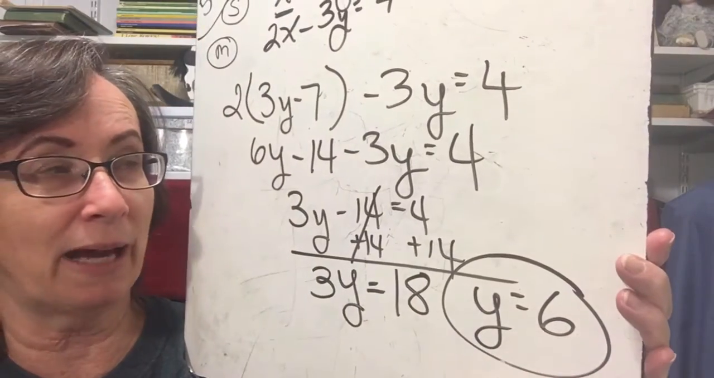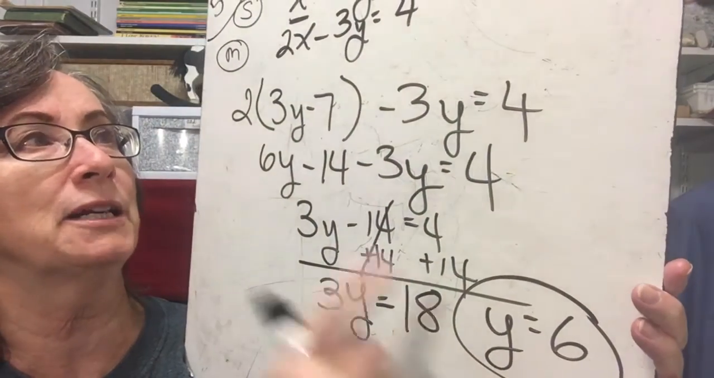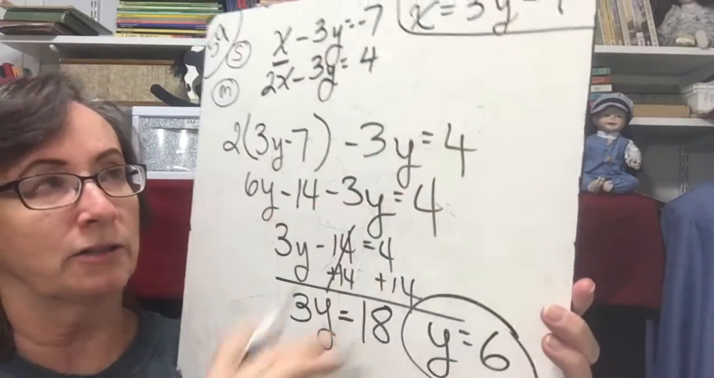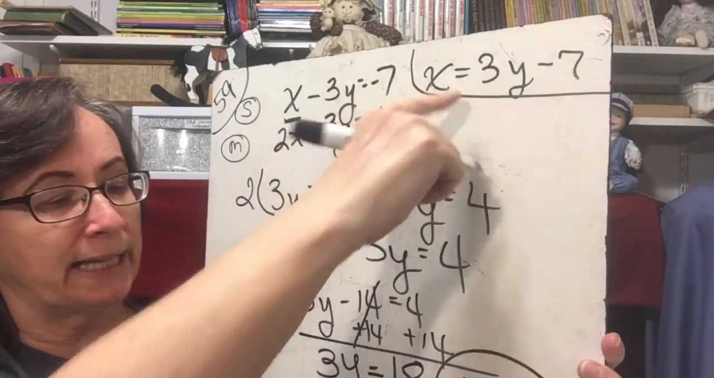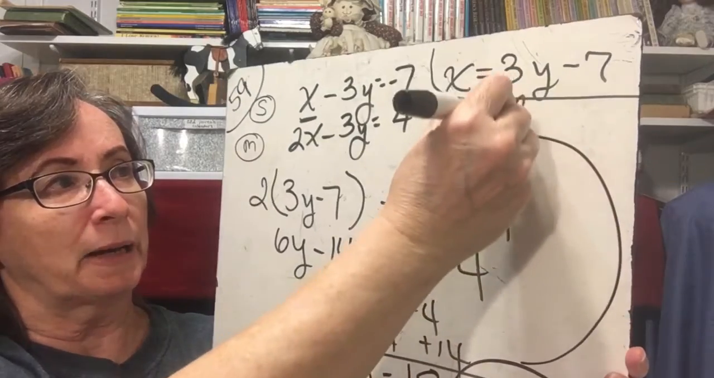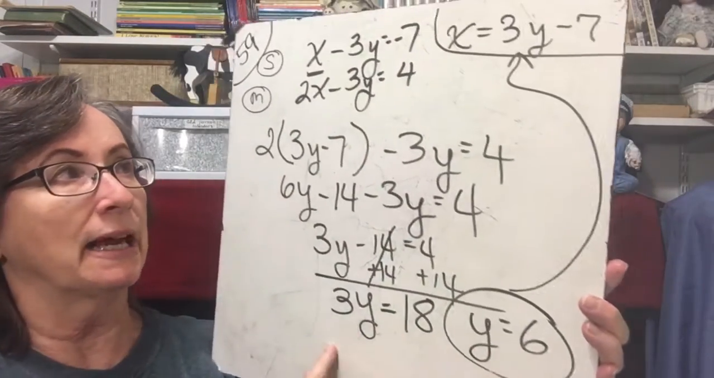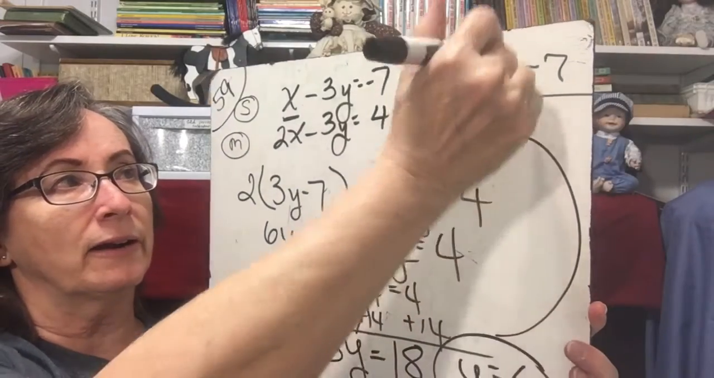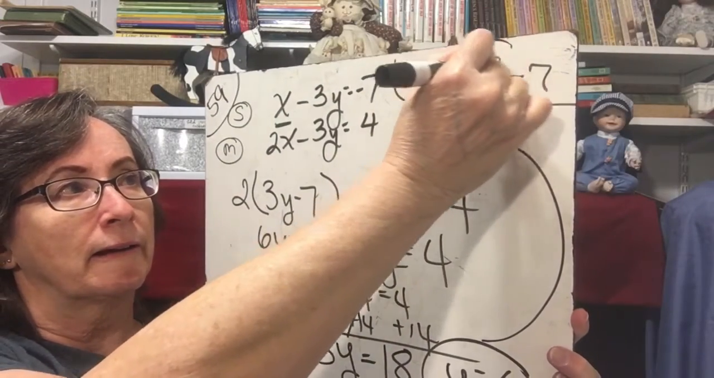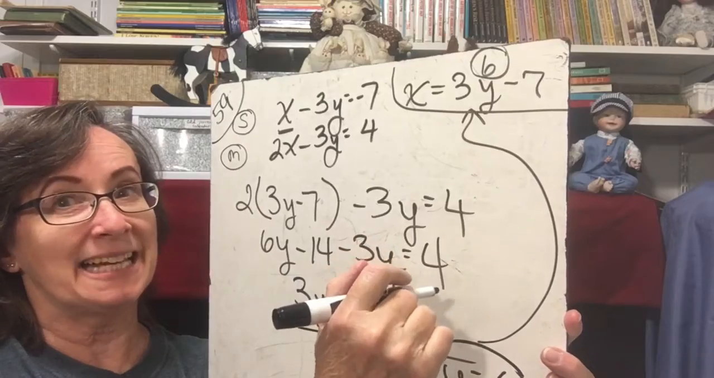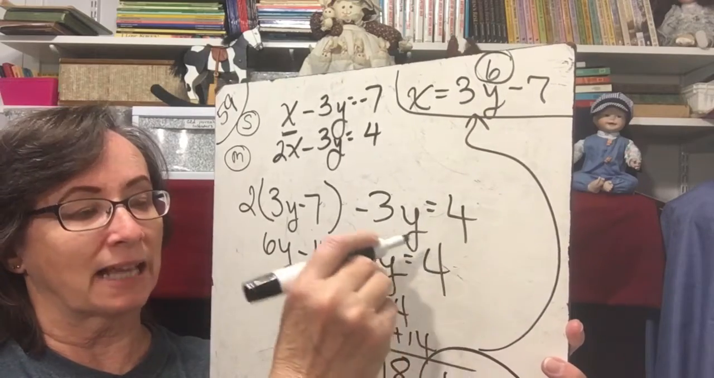I take the y is equal to 6, and I go back up into the sub-equation. So my sub-equation, remember, was sitting right up there. I'm going to go back up there and plug in y is 6. I'm going to plug it in right there. So 3 times 6 is 18, minus 7 is 11.